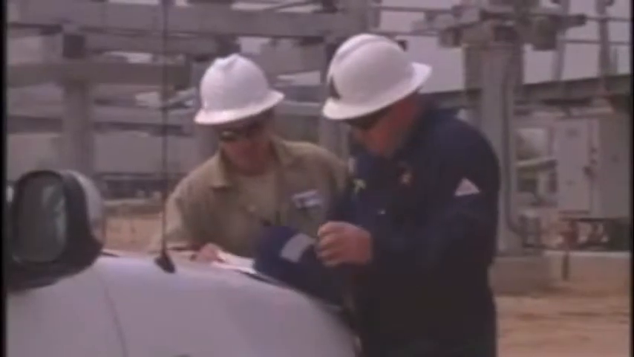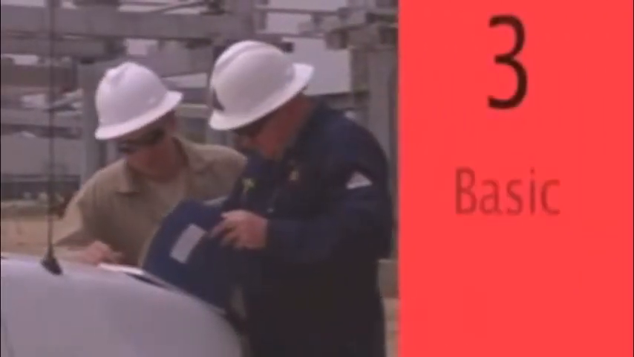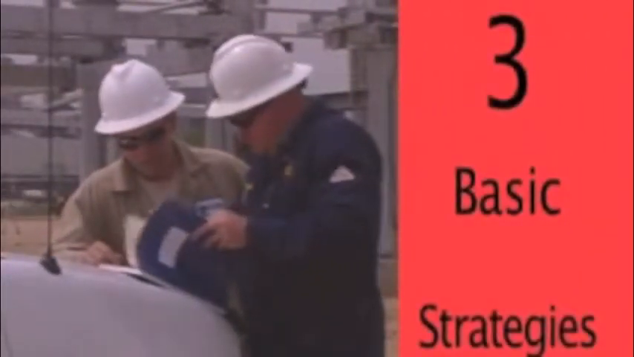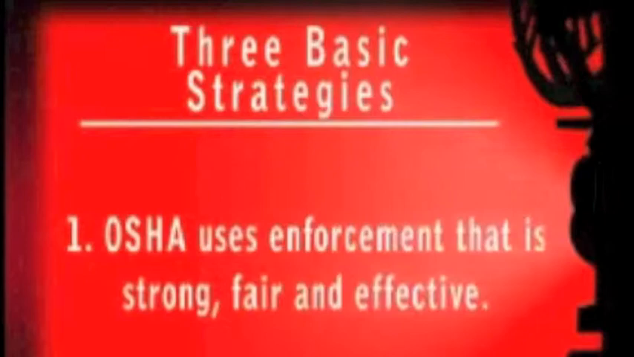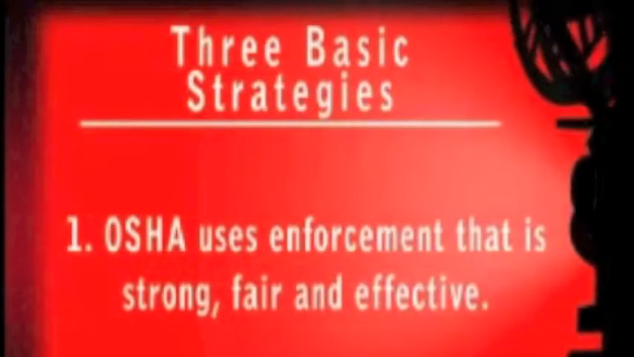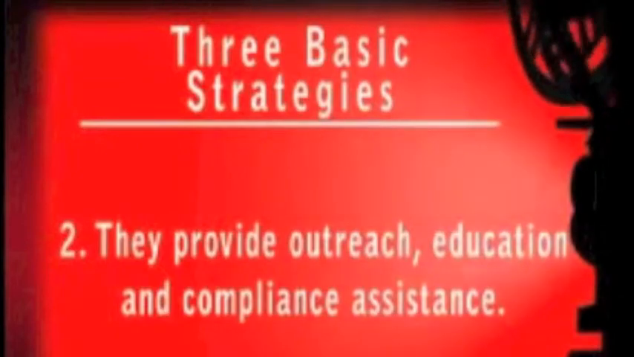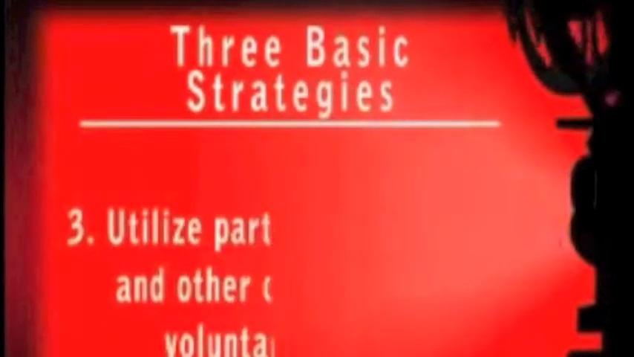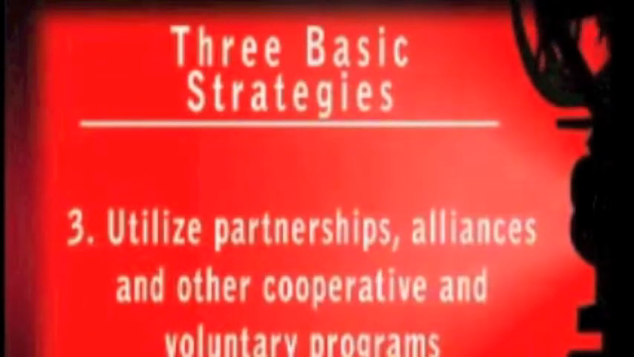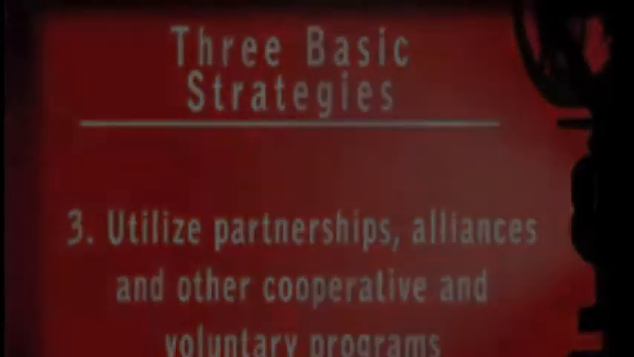OSHA uses three basic strategies to help employers and employees reduce injuries, illnesses, and deaths on the job. 1. OSHA uses enforcement that is strong, fair, and effective. 2. They provide outreach, education, and compliance assistance. And 3. Utilize partnerships, alliances, and other cooperative and voluntary programs.